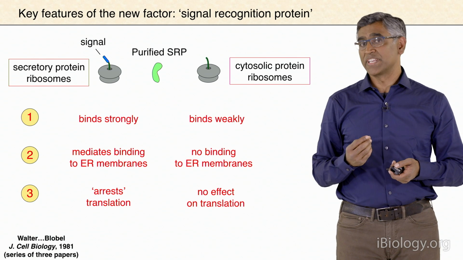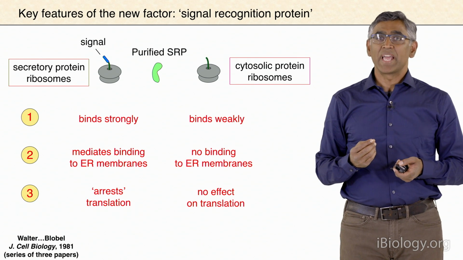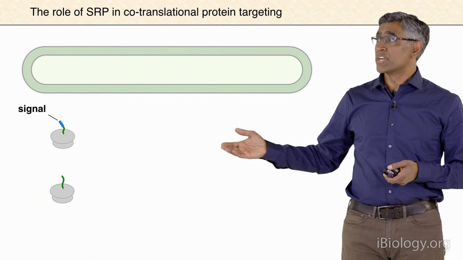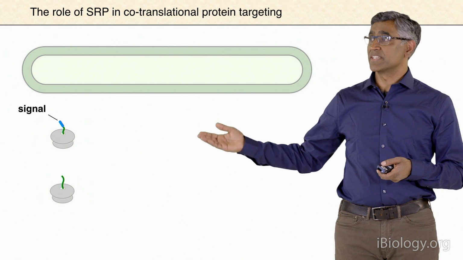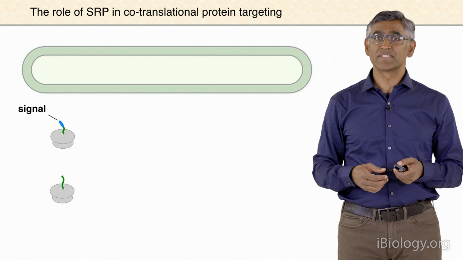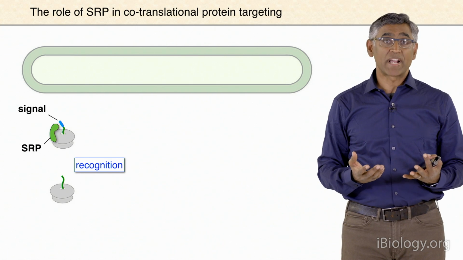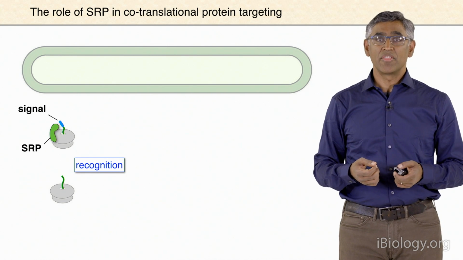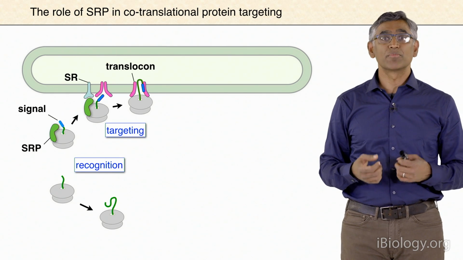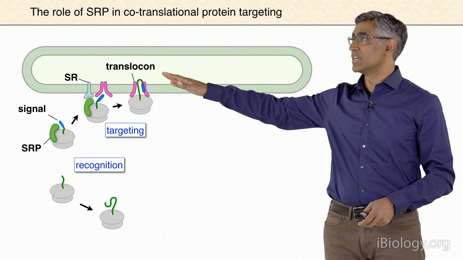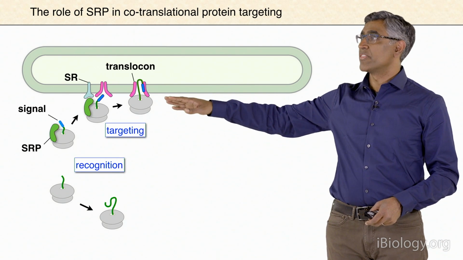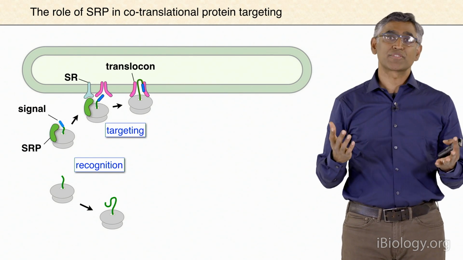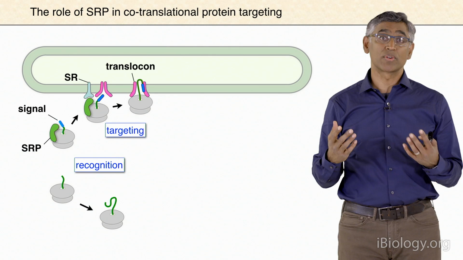But it was a conceptually interesting idea at the time, and it basically suggested a sequence of events in which if you have ribosomes synthesizing either secretory or cytosolic proteins, SRP would selectively recognize the signal peptides that are on the secretory protein. Then it would have a receptor that was at the ER membrane over here, and somehow that protein would get transferred to what was hypothesized to be a translocation channel, or a translocon.